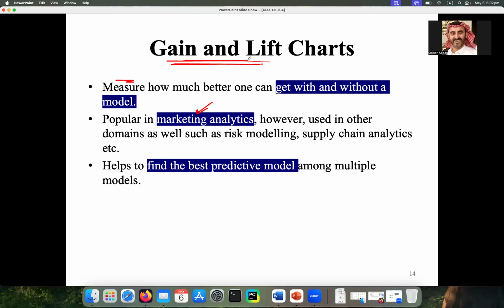You can also apply this gain and lift in other things. For example, you want to identify the risk in the supply chain where your products are supplying. So this is not popular only in marketing analysis. Sometimes you want to find, among the models available to you, what is the best model. If you want to find that, gain and lift also have the tendency to answer this question.